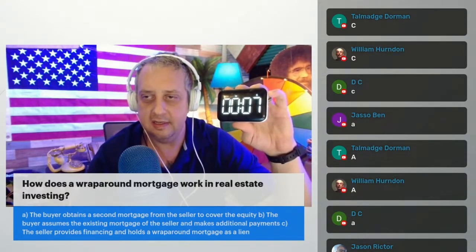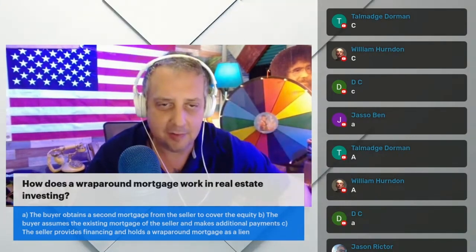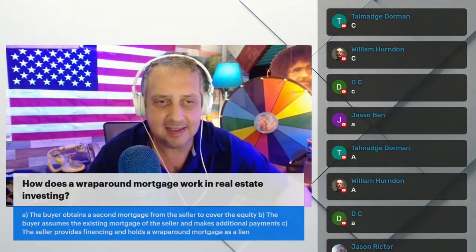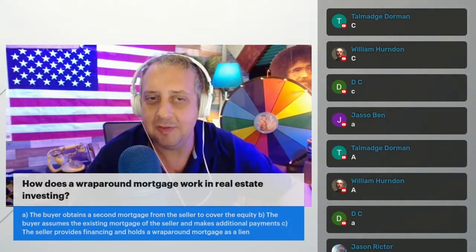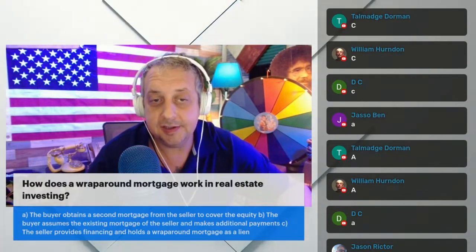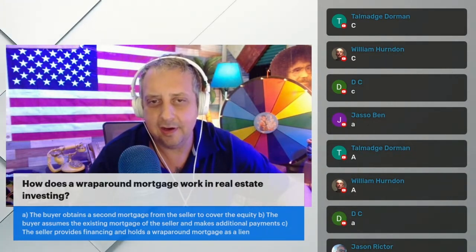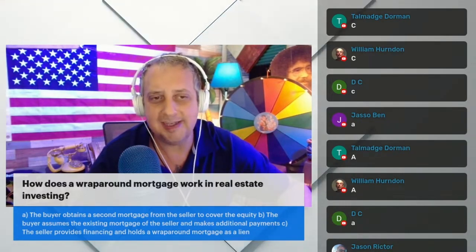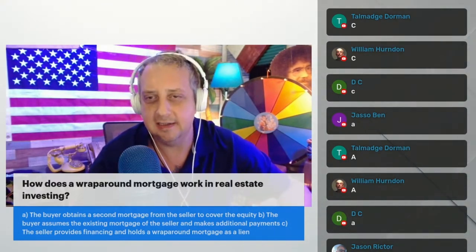All right. Okay. I believe the correct answer is, how does a wraparound mortgage work in real estate investing? Is it A, the buyer obtains a second mortgage from the seller to cover the equity? No. That would be a seller carryback. B, the buyer assumes the existing mortgage of the seller and makes additional payments. It sounds like that would be a subject to seller carryback hybrid. So the best answer would be C. The seller provides financing and holds a wraparound mortgage as a lien.